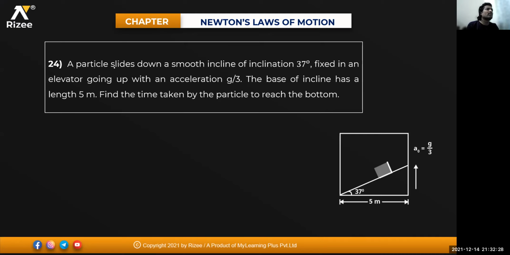We have a particle sliding down a smooth incline of inclination 37 degrees, fixed in an elevator which is going up with an acceleration of g by 3. The base of the incline is 5 meters long. Find the time taken by the particle to reach the bottom. A very good, regular question based on the pseudo force concept. This lift is accelerating up with an acceleration of g by 3. Base is 5 meters, angle is 53.